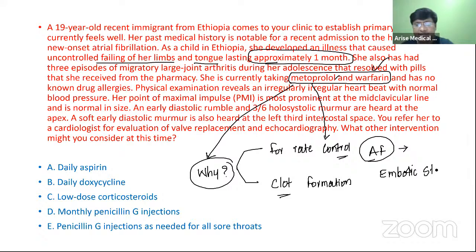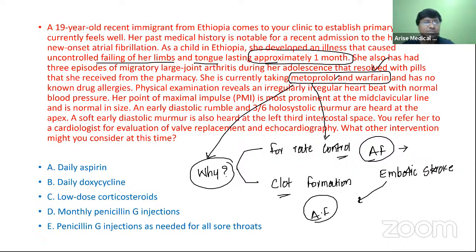The individual might have had an embolic stroke. And why is this embolus formation? Because in patients with atrial fibrillation, the atria does not contract completely, and there will be stasis of the blood within the atria. Because of that, there can be clot formation. If it ruptures, it can shower emboli, resulting in the cardioembolic stroke. And in order to prevent further strokes, you have to give warfarin in these patients.